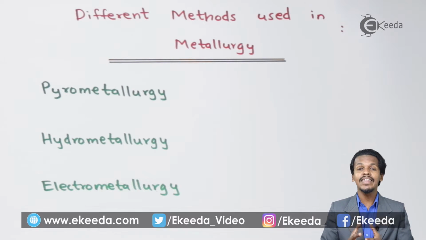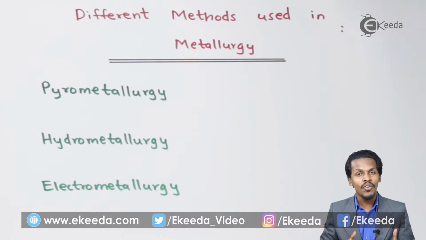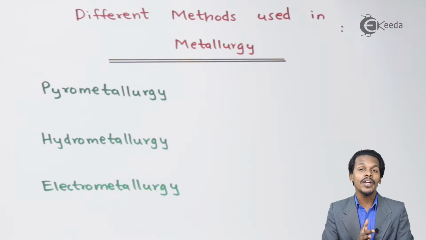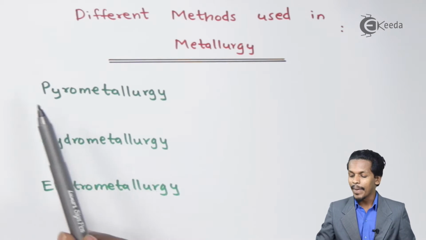So friends, before understanding the different methods used in metallurgy, it is very important for us to understand what metallurgy actually is. Metallurgy is the process of extraction of metal from its ore, and this is what we are going to talk about, the different methods involved in metallurgy. Starting with the first one, that is pyrometallurgy.